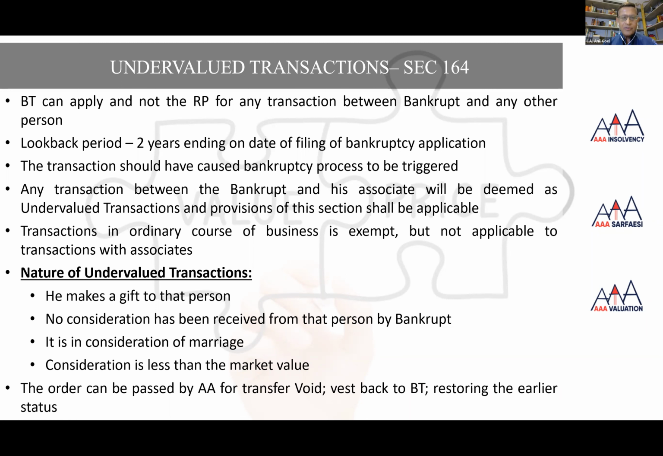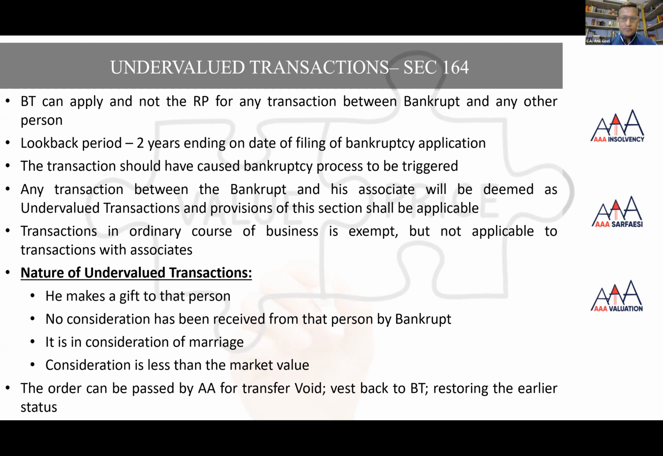However, there is an exception that transactions in the ordinary course of business are exempt. Even this part, transactions in the ordinary course of business, is not exempt for transactions with associates. So if there is any transaction with associates, even if the transaction has taken place in the ordinary course of business, that would still be considered an undervalued transaction, and the application will be filed before the adjudicating authority. So what are the undervalued transactions?